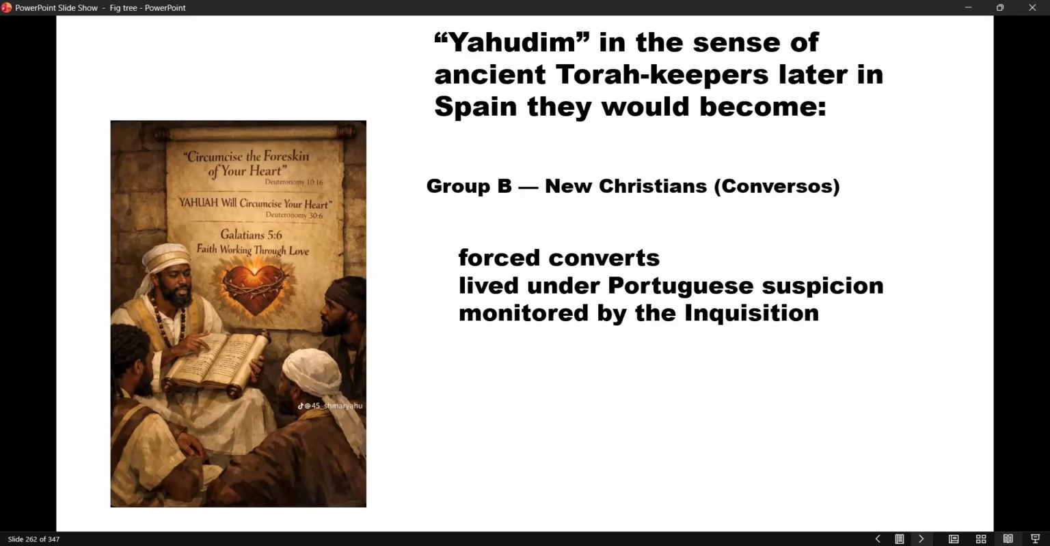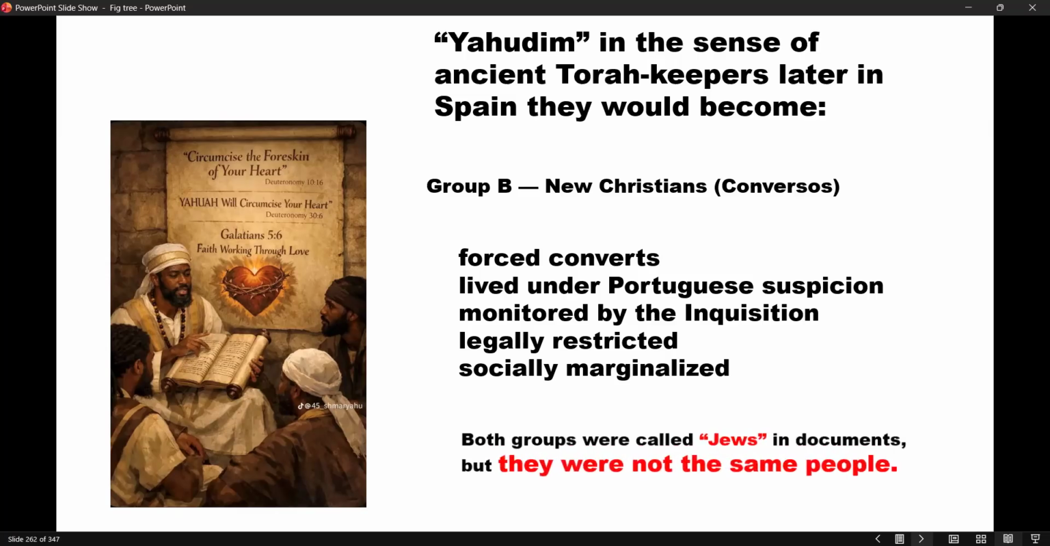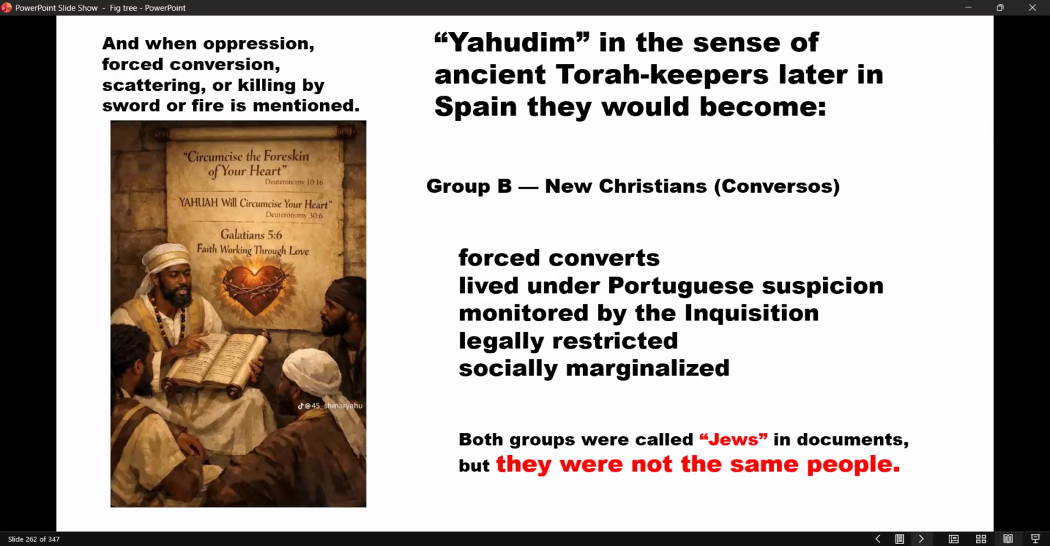Monitored by the Inquisition, legally restricted, socially marginalized. And it keeps happening. See, this is one of the other ways you can find Israel, as well as these curses and the way that they get treated. Both groups were called Jews in documents, but they were not the same people. I said a lot to say this. And when oppression, forced conversion, scattering, or killing by sword or fire is mentioned, this is what you need to think about. And it has not changed until this day.